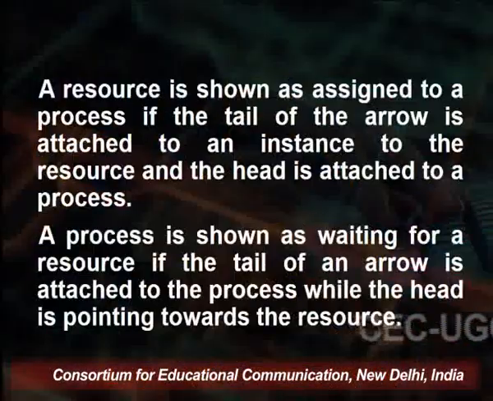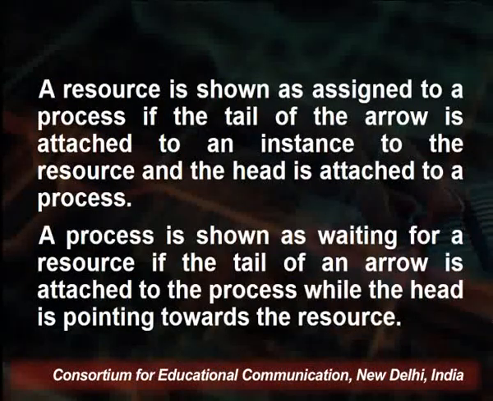Now a resource is shown as assigned to the process if the tail of the arrow is attached to an instance of the resource and the head is attached to a process. That we have already seen, so this is a recap. A resource is shown as assigned to a process if the tail of the arrow is attached to the instance of the resource and the head is attached to the process.